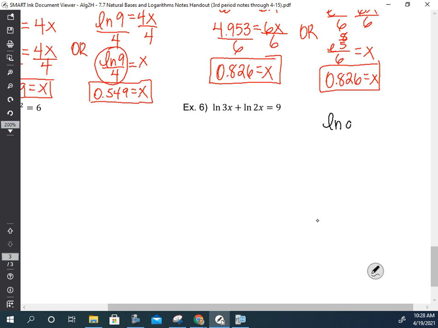If you have a natural log of 2 things being multiplied, then you separate it using addition. If you have 2 things being divided, then you separate it using subtraction.